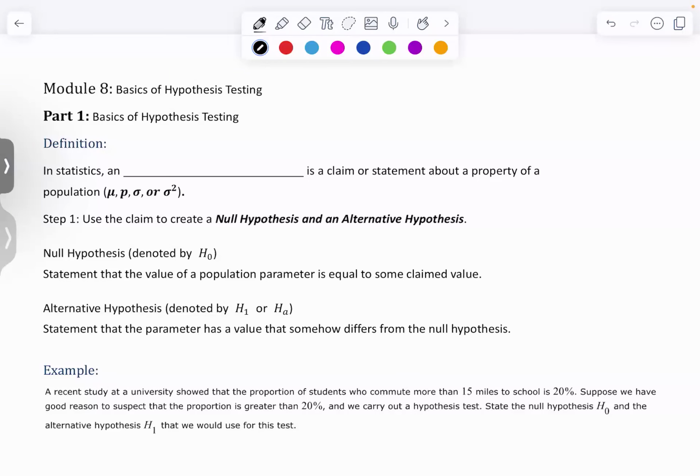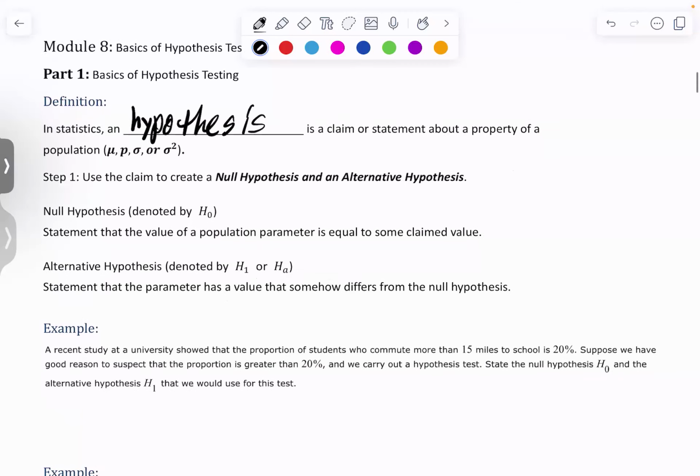So here we go. Let's get started. In statistics, a hypothesis is a claim or a statement about a property of a population. This is the mean, the proportion, standard deviation, or variance, the four things that we're going to investigate. In fact, there are 5 sections to this. The first one is an introduction to hypothesis testing. The next section is on the mean, the next one's on proportion, and the next one's on standard deviation and variance. So let's start at the beginning.